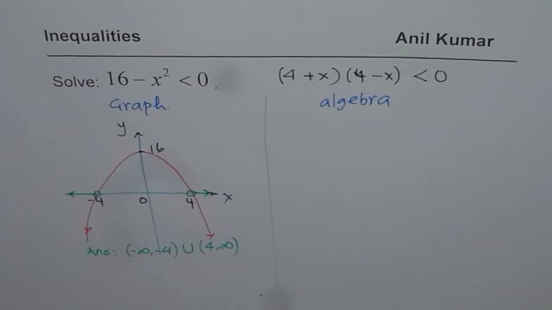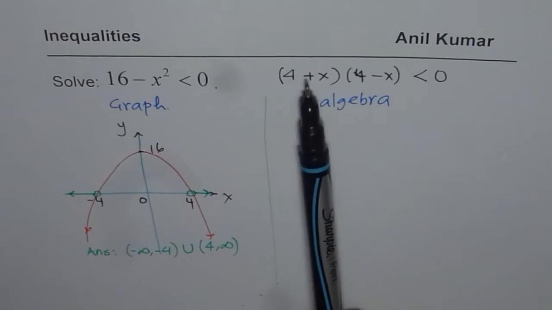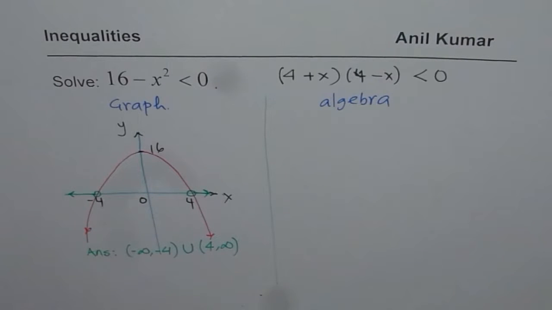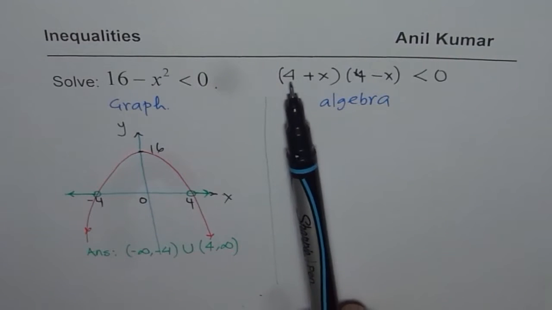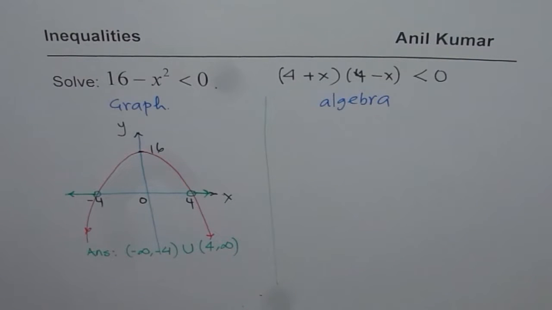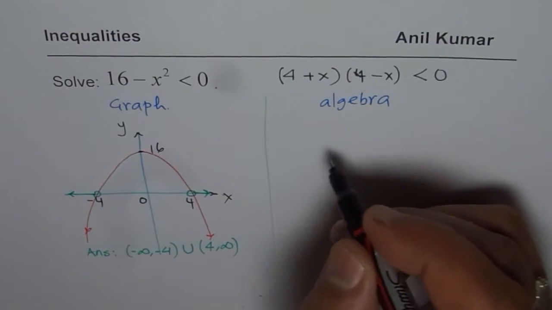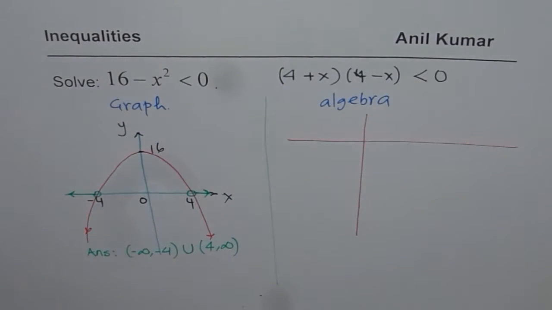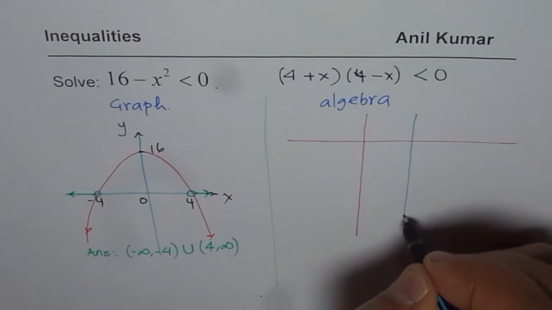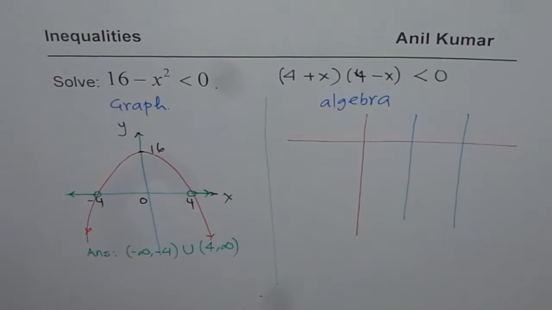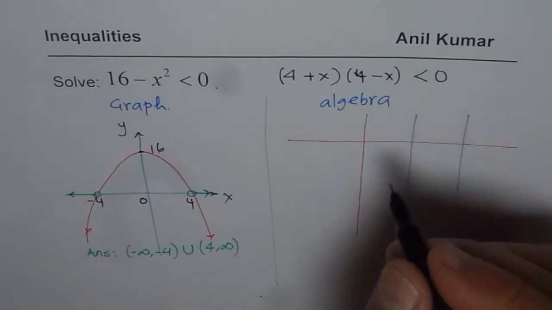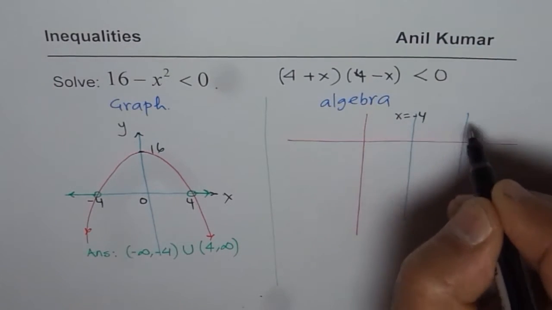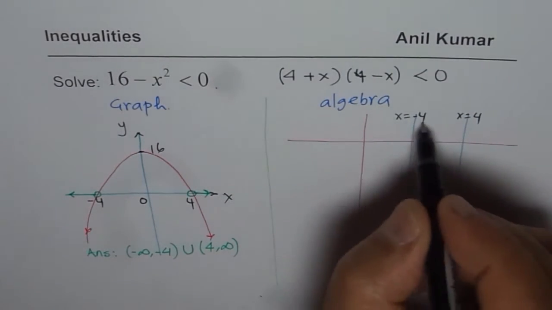This is one way of doing it. The other way is the algebraic method. In this, we can factor this as we have done here, and then, since there are two zeros, we will test with the help of intervals. Let me make a table. Since we have two zeros, the plane is divided into three parts. One zero is at x equals minus 4, the other one is at x equals 4. So these are the zeros.